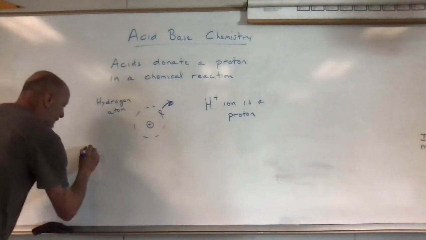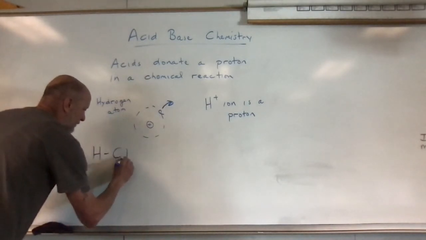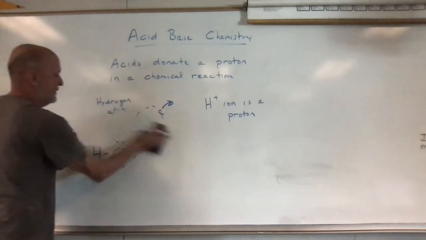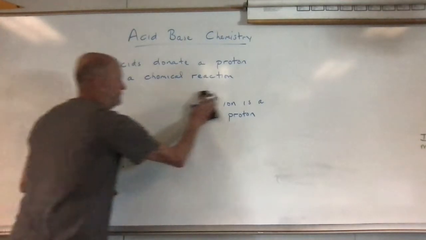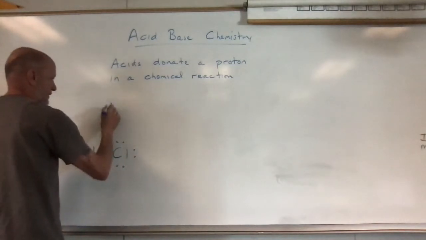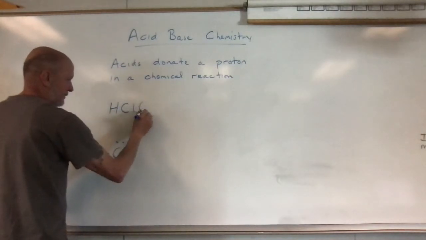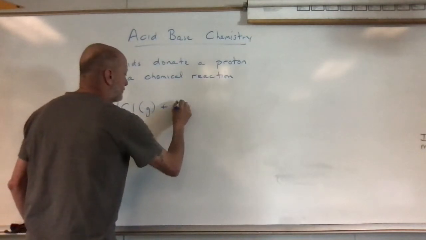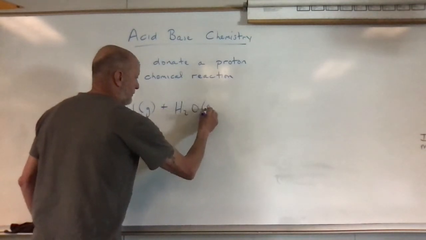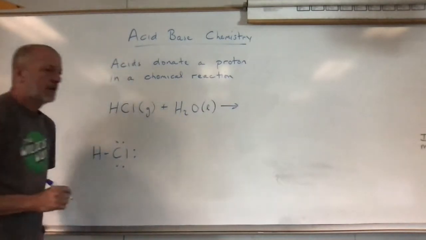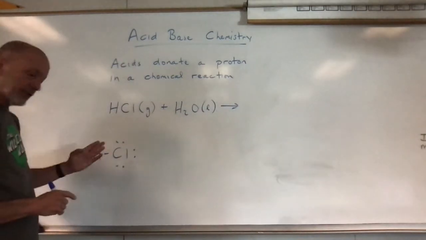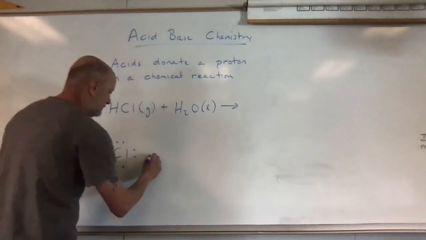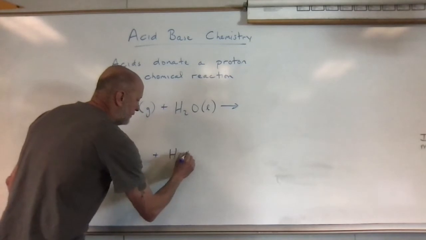Let's look at this one. Here's hydrogen chloride. Let's write the chemical reaction. If I take hydrogen chloride gas and bubble it through water, let's look at what happens. Let's look at the Lewis structure of this. Here's hydrogen chloride gas. What is the Lewis structure for water?